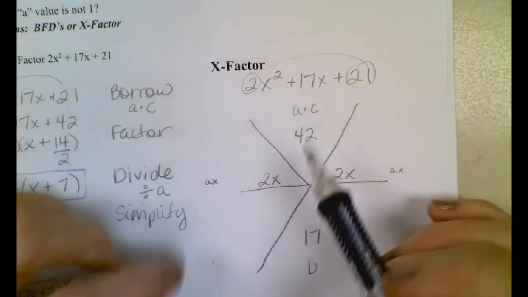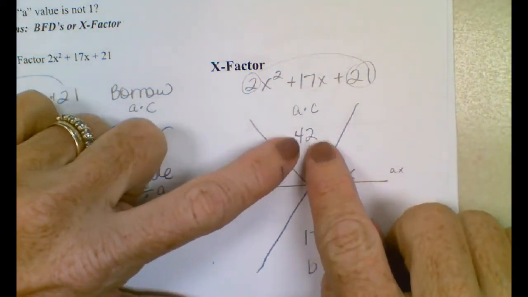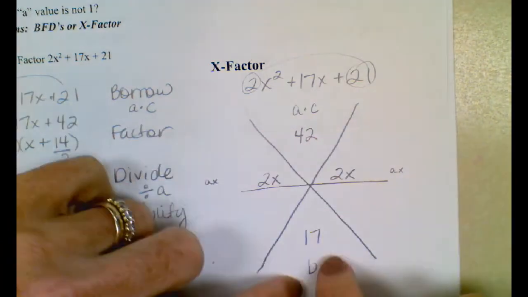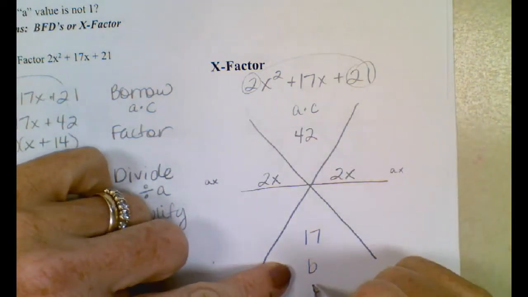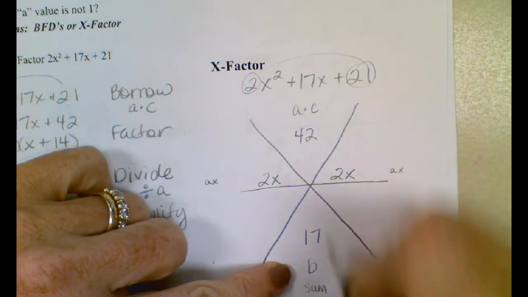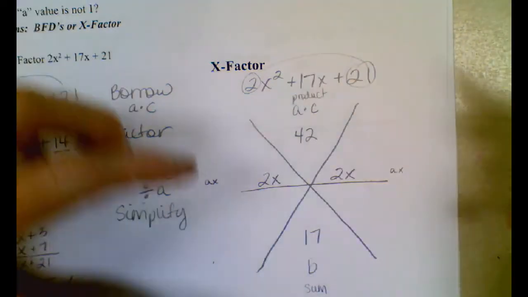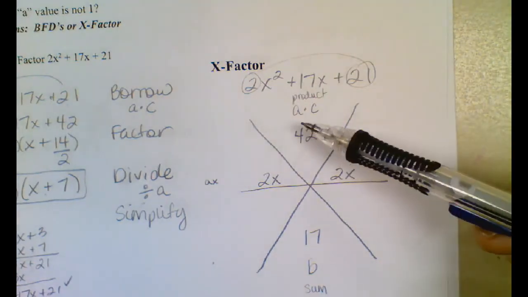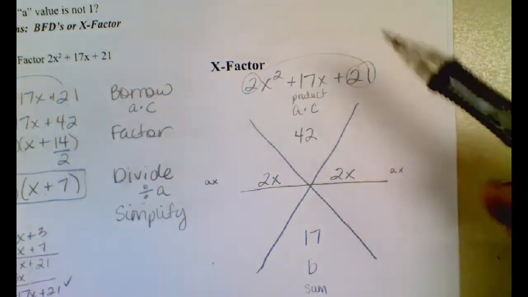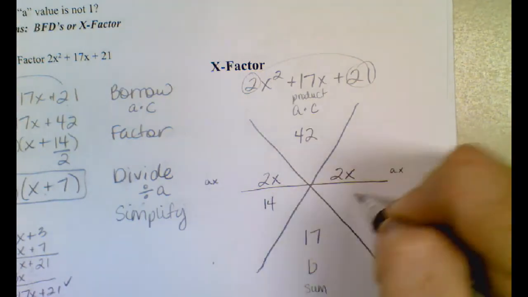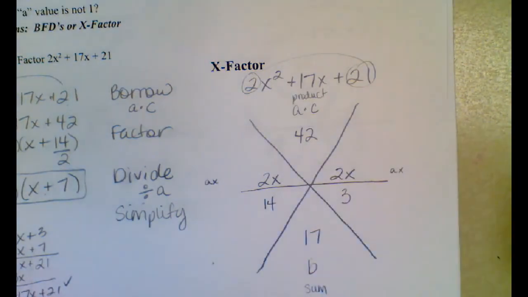So now I'm going to factor 42 into two numbers that also add up to 17. So this is a sum, this is a product. Go back to the beginning of our notes and remember what we're always trying to get to with factoring. So I know that the factors of 42 that add up to 17 are 14 and 3.